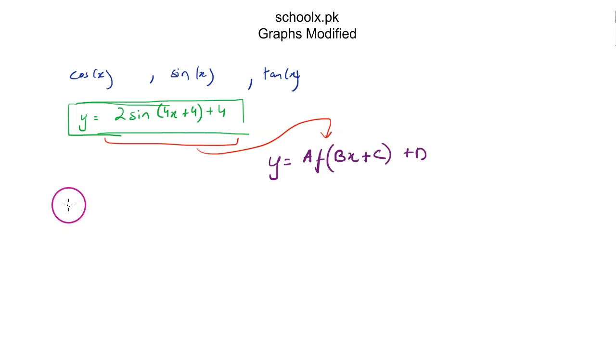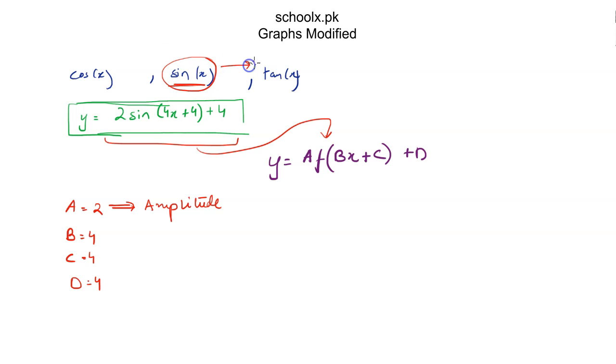For example, here a is 2. I'll tell you later what a, b, c and d are significant for. A is 2 and let's say b is 4, c is 4 again, and d is 4. So a basically corresponds to the amplitude of your graph. In the case of y equals sine x, the amplitude is 1. Here also the amplitude is 1, but here the amplitude is infinity.